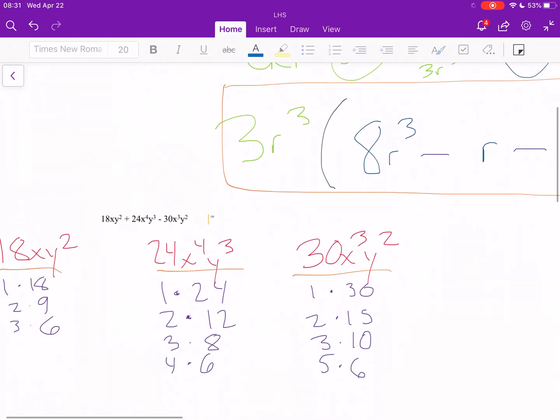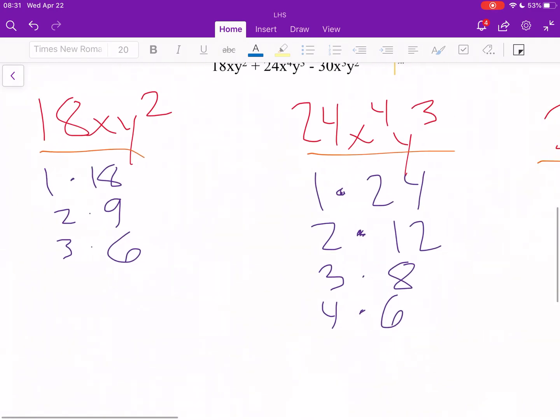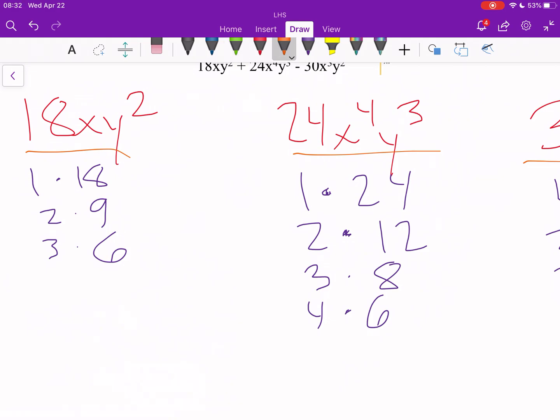Now let's go ahead and take a look at our variables here. So let's start at 18xy squared. Remember that the exponent, this power of 2, only belongs to what it's right next to. If there were a set of parentheses, that would be different, but we don't have parentheses. So only the y is to a power of 2. So you ask yourself, how many x's are there? Well, just a single x. How many y's? 2. Y times y. Y multiplied by itself twice.